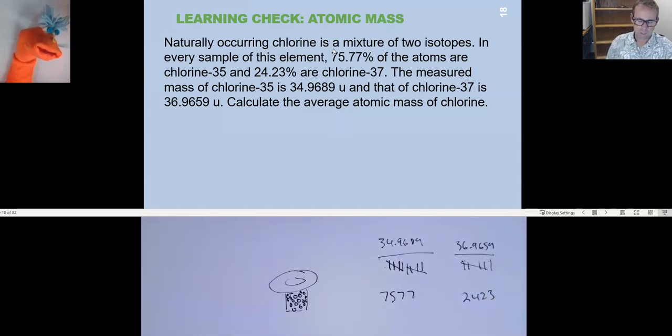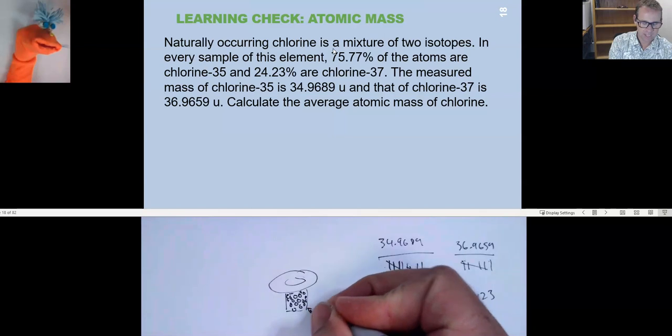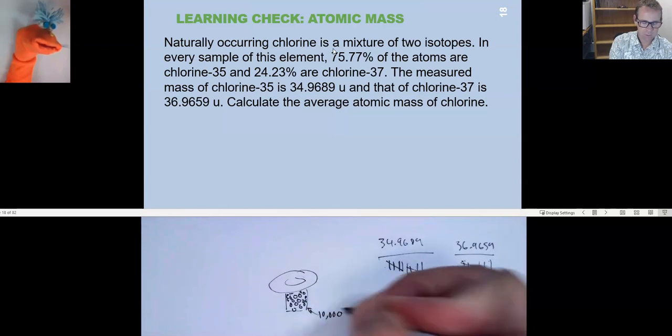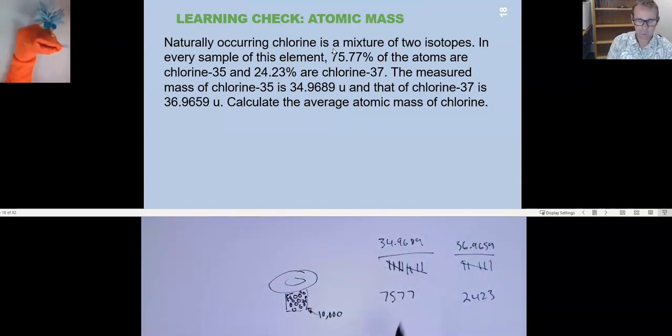Okay? So now I can take this, multiply it by the mass there, and this and multiply it by the mass there, and divide them both by, how many did I pull out altogether? Okay, so I have a hat here, and I have 10,000 atoms inside it. And I pulled out all the atoms. This plus that equals 10,000. And this many of them had that mass, and this many of them had that mass.